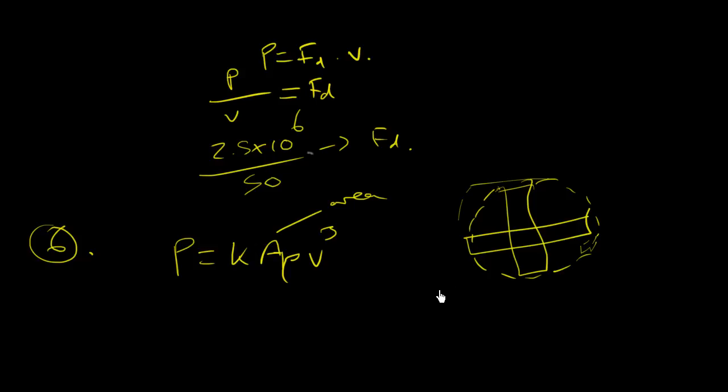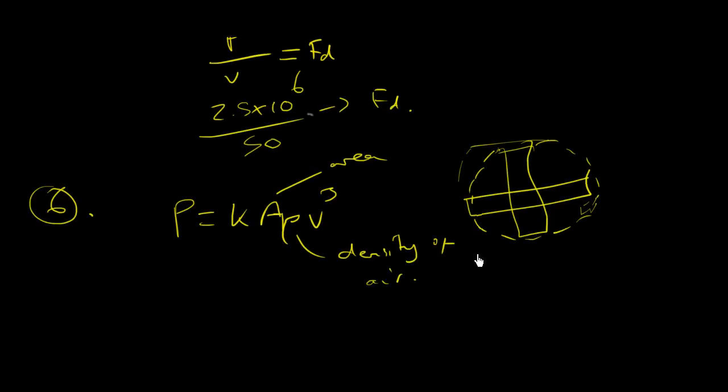Rho is the density of the air, and v is the wind speed. The other number is just a constant without any dimensions.